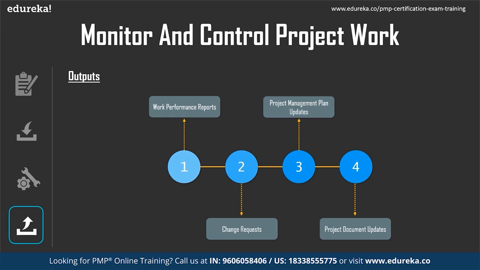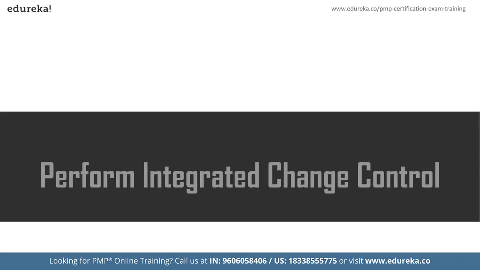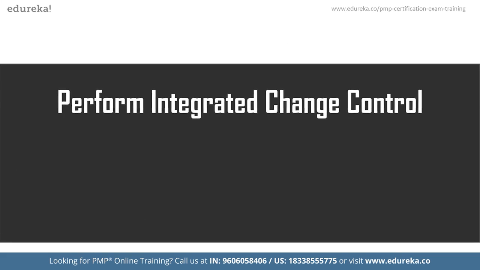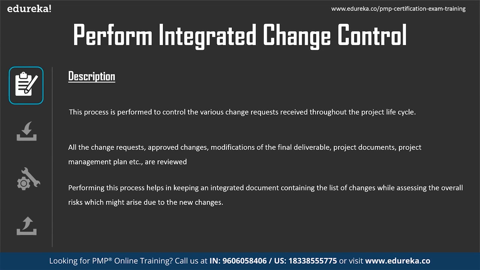plan. Change request is an output, the reason being there may be a deviation found while monitoring and controlling the project work. To do the necessary correction of the deviations found, a change request would be raised. The process 6 is perform integrated change control, which is a process that takes a change request as an input and checks whether this change makes sense.